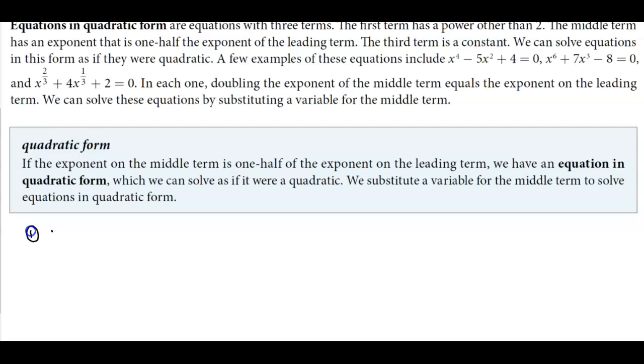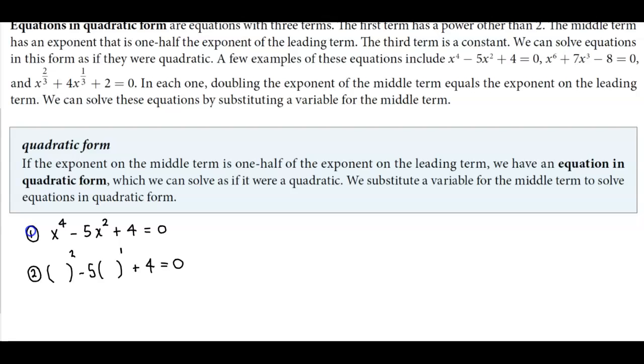Okay, we're just going to show how we start this off. So we have x to the 4th minus 5x squared plus 4, which is equal to 0. So we want to write this in quadratic form. Quadratic form means we have something raised to the second power minus this constant, which is 5, and the second term is raised to the first power plus the constant, which is 4.